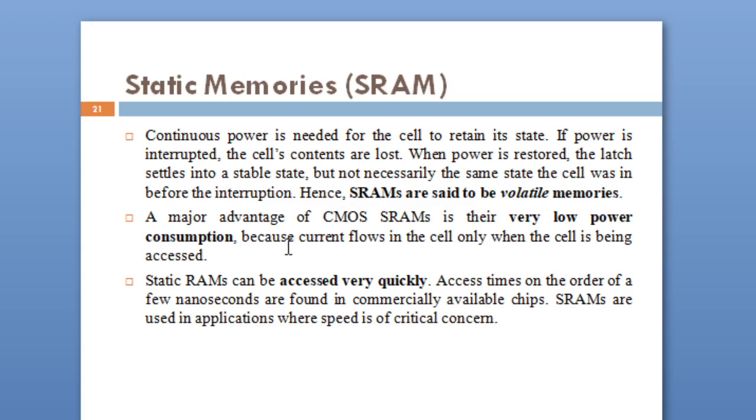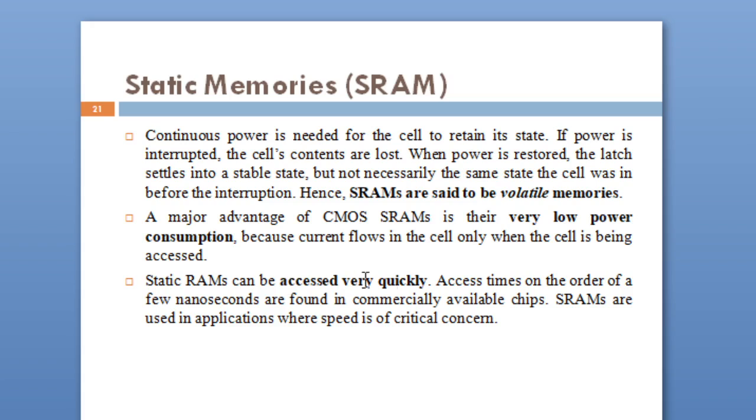The major advantage of CMOS SRAMs is their very low power consumption, because current flows in the cell only when the cell is being accessed. When that particular cell is accessed, that is when the current flows in the cell. So that is one advantage of the CMOS SRAM compared to a standard SRAM cell.